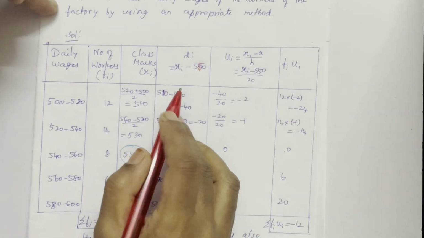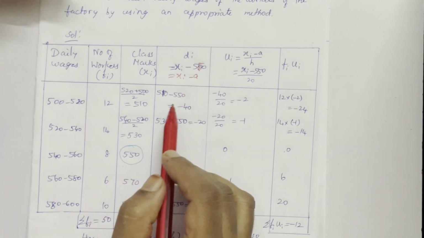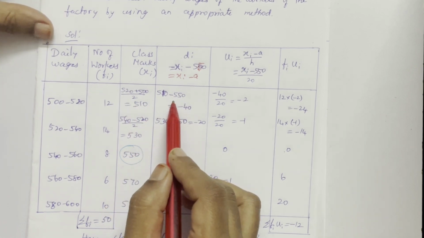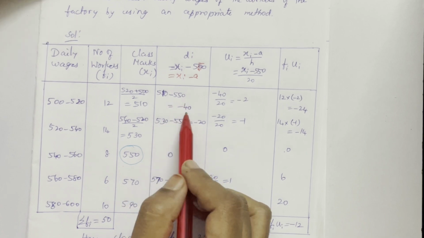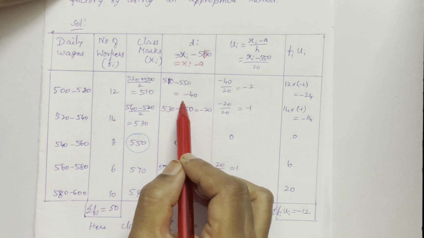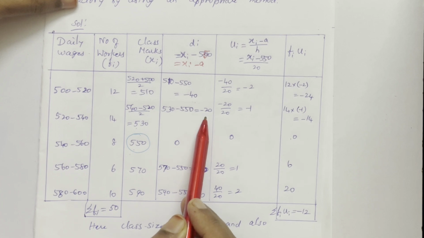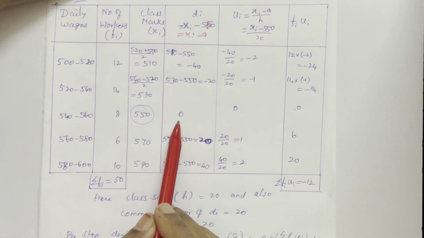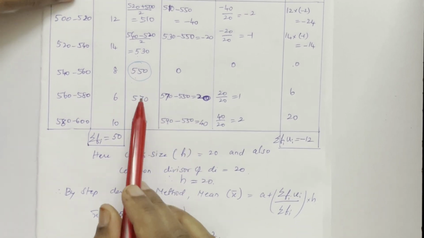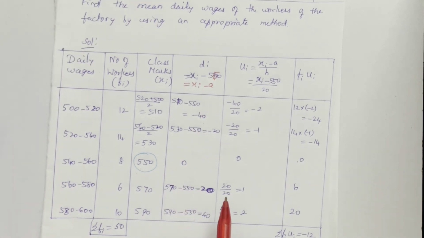Di equals xi minus A. A is 550, so we subtract A from xi, that is xi minus 550. Subtracted and found the result. 510 minus 550 equals minus 40. 530 minus 550 is minus 20. 550 minus 550 is 0. 570 minus 550 is 20. 590 minus 550 is 40. So we found di.